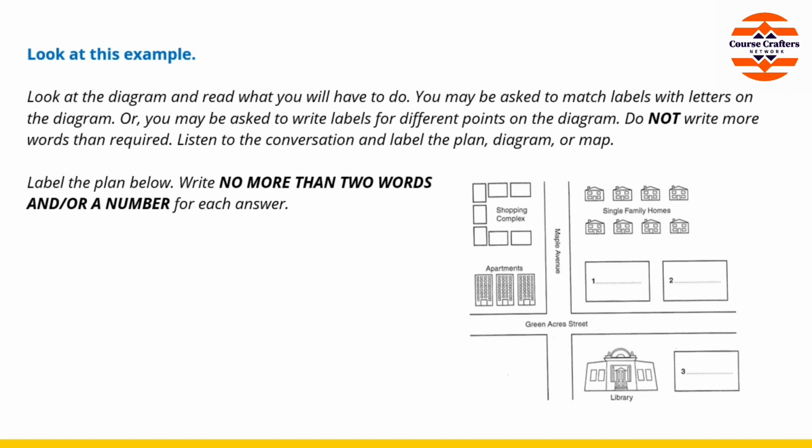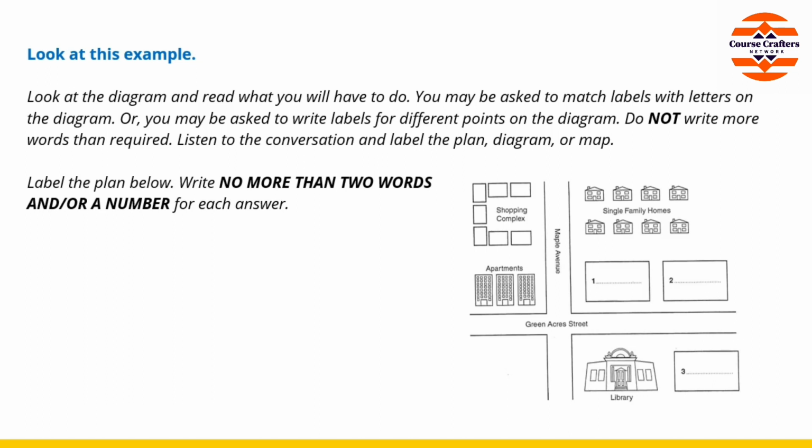We discussed it previously. Just listen to your conversation, and before you do so, make sure you analyze and learn the map or diagram you have. The IELTS test is asking you to label the plan below and write no more than 2 words and or a number for each answer. So make sure you are not writing 3 words. You can only write 1 or 2.